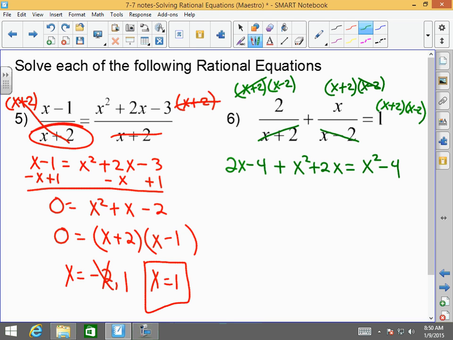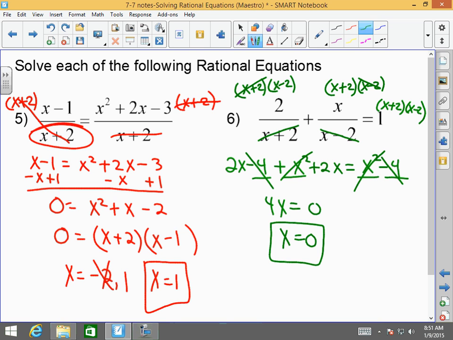Now here in this situation, I have an x squared on this side and x squared on this side. So don't those just cancel? I have a negative 4 on this side and a negative 4 on this side. So don't those just cancel? So I have 4x equals 0. X equals 0. Can I have a 0 as an x here in the denominators? Absolutely, because 0 plus 2 is 2, and 0 minus 2 is negative 2. Up here it's 0. 2 over 2 equals 1. It all works out. Does that make sense, gentlemen?